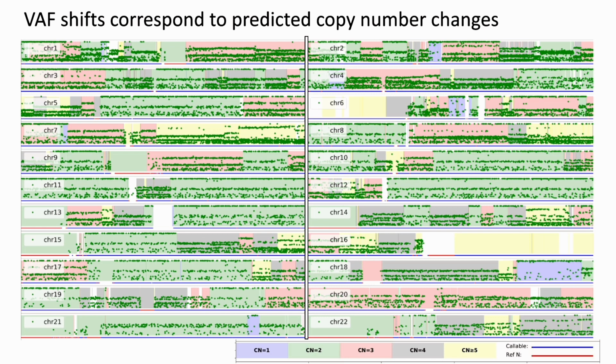In this figure, the different colored regions represent different copy number states. VAFs shift alongside the color shift. When the color shifts, the VAF shifts along with it. This is a way to show that the VAF shifts are consistent with color changes, or the VAFs are consistent with their copy number states. Low VAF variants indicate subclonal mutations.